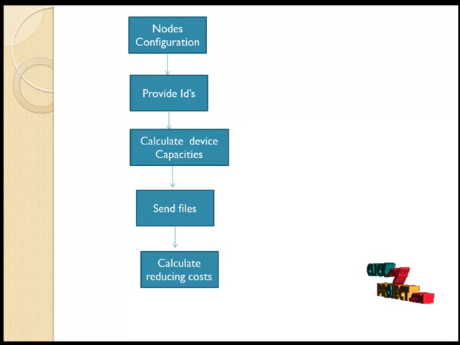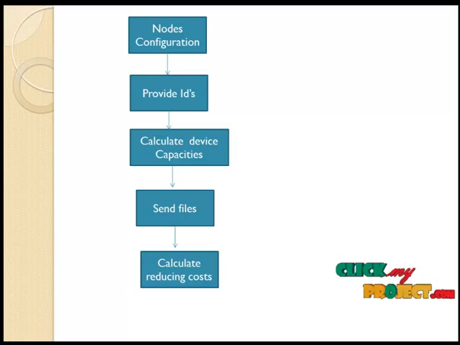This is our data flow diagram. First of all, we are going to create and configure each and every node like user information and also virtual machines, cloudlets, cloud brokers, like that. Then we are going to provide an ID to each and every user, each and every cloudlet and also virtual machine. Then we are going to calculate the maximum capacity of each and every virtual machine to do the given job or to work out the given job.